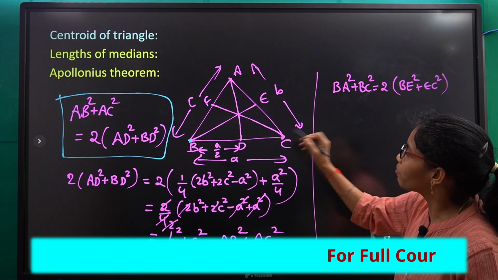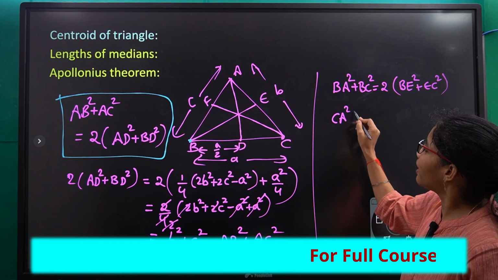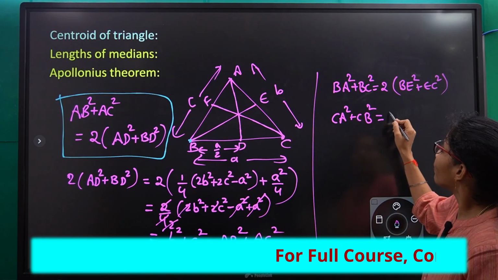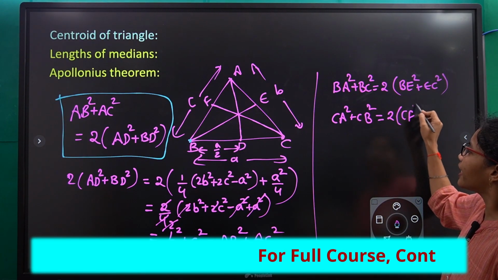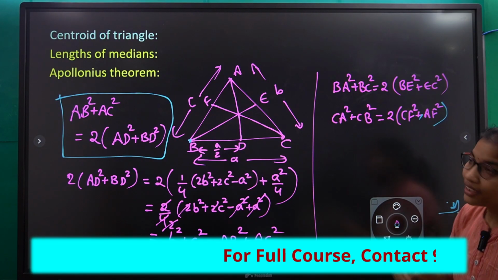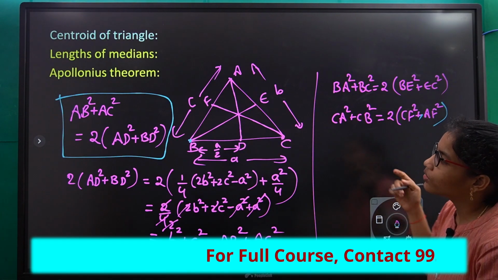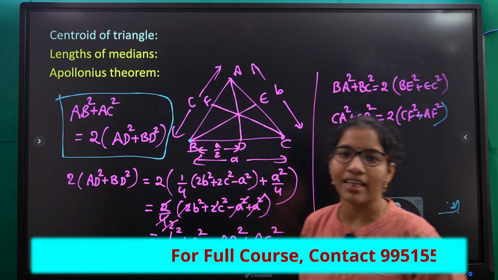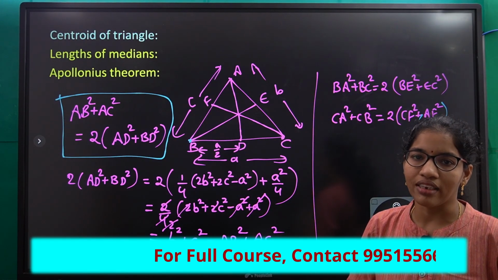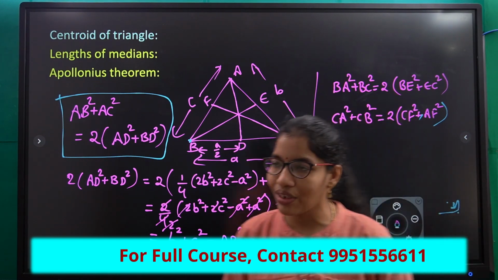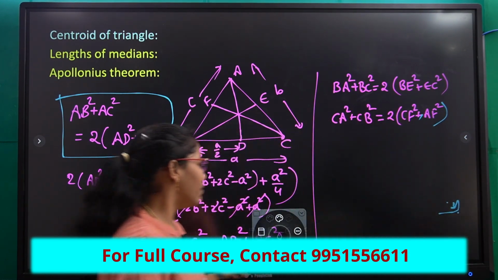And how can I write from C here? CA square plus CB square, which is equals to twice of CF square plus AF square. Clear? So like this you can make the relation between the medians and the length of the sides of the triangles. Clear? Right. So this is about the centroid and the length of the medians.